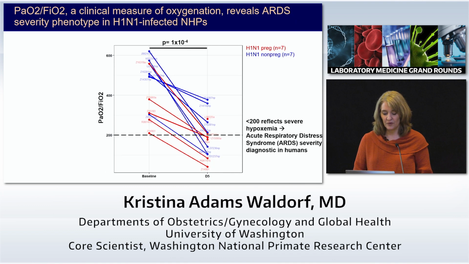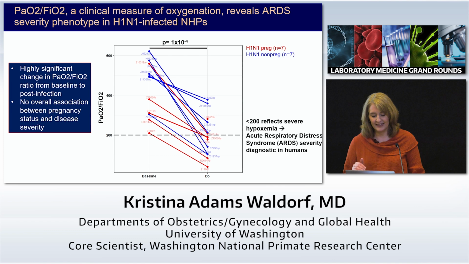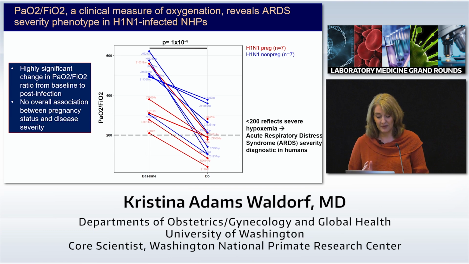And so here is some of our data. The dashed line, beneath the dashed line is the threshold where acute respiratory distress syndrome is diagnosed in humans, partially diagnosed in humans, with a less than 200 value reflecting severe hypoxemia. So we've got a baseline measure and a day 5 measure, and you can see that they go down in essentially all cases. The slope of the line is similar for many of them, but in some of the cases, it's a very, very steep decline.